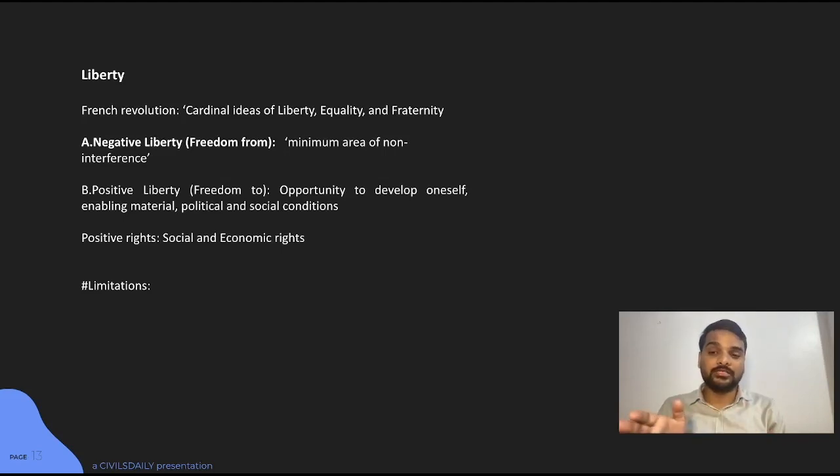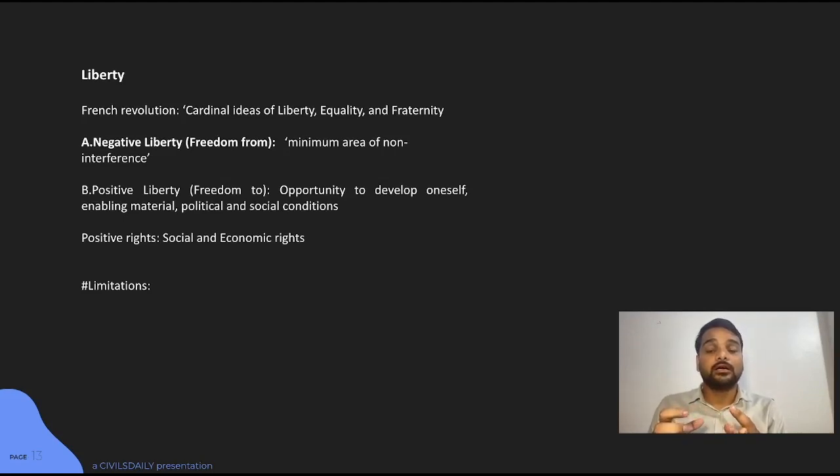Now again, I was discussing that a constitutional government restricts the power of the state and gives certain powers or rights to the individual. Liberty is one of the rights. Now you have to understand liberty as a concept. It is not the normal meaning that we understand, that we can do whatever we want. That sort of meaning is not here.